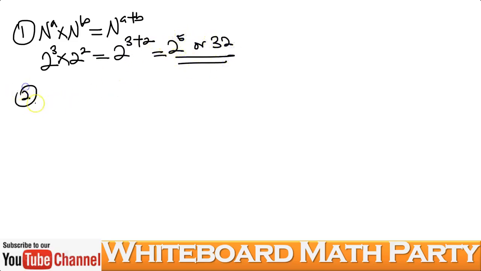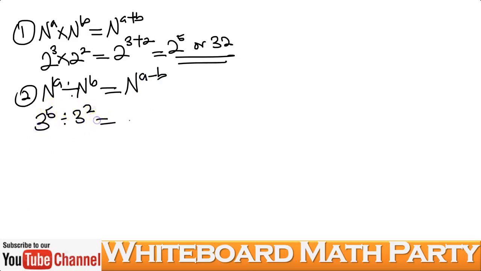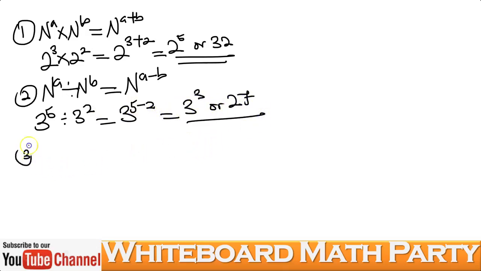Rule number 2: n to the power of a divided by n to the power of b is the same thing as n to the power of a minus b. An example of this is 3 to the power of 5 divided by 3 to the power of 2 is the same thing as 3 to the power of 5 minus 2. When further simplified, this is 3 to the power of 3, and it can be written as 27. This is the answer.